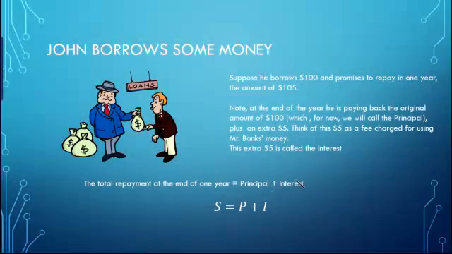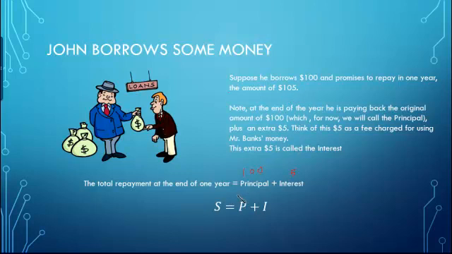Let's start with a very simple scenario. Here we have John, and he's borrowing some money from, let's call him Mr. Banks, and he's borrowing $100, and he promises to repay in 1 year the amount of $105. Note that at the end of the year, he'll be paying back the original $100 plus an extra $5. So you can think of that $5 as a fee being charged for using Mr. Banks' money. This extra $5 is going to be called interest. So the total repayment at the end of 1 year is going to be the principal that he borrowed, which is $100, plus the interest, which is $5, which gives us the $105.